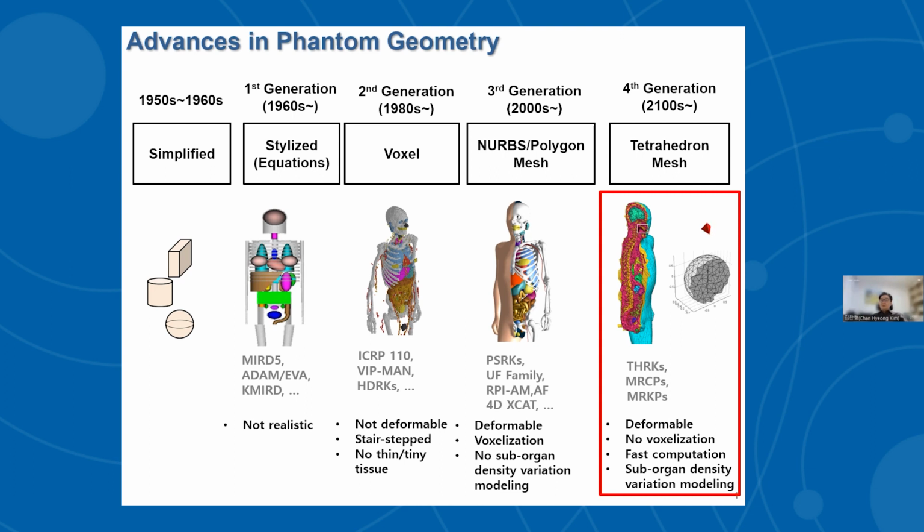Also, if we use the tetrahedral mesh, we can even model the sub-organ density variation of an organ using the tetrahedrons which fill the organ model. It should be noted here that if you use the NURBS polygon mesh geometry, which is a surface mesh geometry for boundary representation of the region of the organ, we cannot model the sub-organ density variation of the organ. And the organ should be assumed to be homogeneous, which is not always true and sometimes becomes a critical limitation.